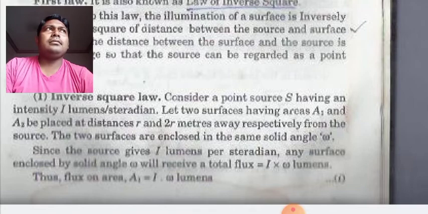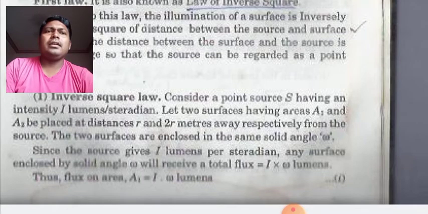The solid angle enclosed is omega here, and since the source gives I lumens per steradian, any surface enclosed by solid angle omega will receive a total flux equal to I into omega, obviously, because omega is the solid angle and I is the intensity. So we get the total flux equal to I into omega lumens. Thus flux on area A1 is equal to I into omega lumens.